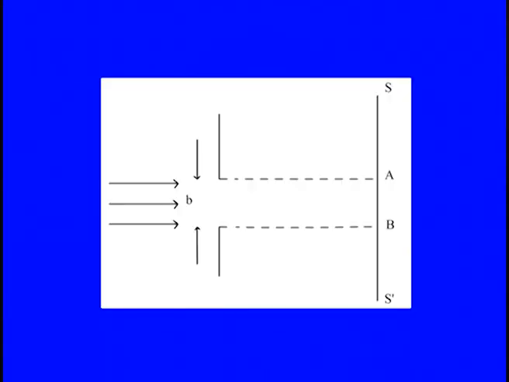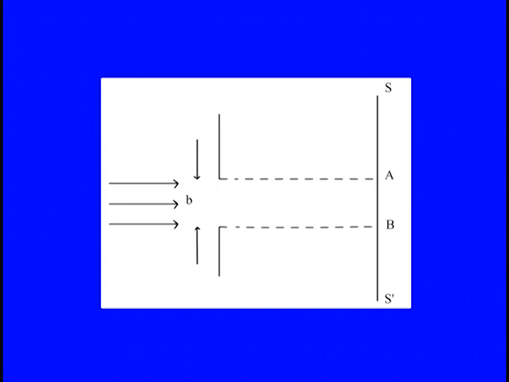narrow opening. To explain the diffraction of light wave, let us consider a plane wave incident on a long narrow slit of width b. According to geometrical optics, we expect the region AB of the screen SS prime to be illuminated and the remaining portion, known as geometrical shadow, to be absolutely dark.